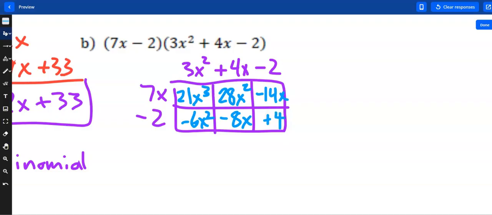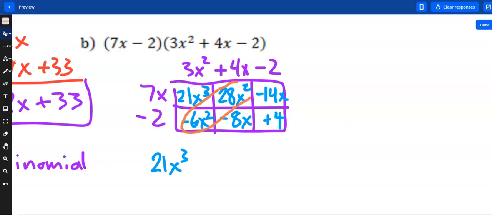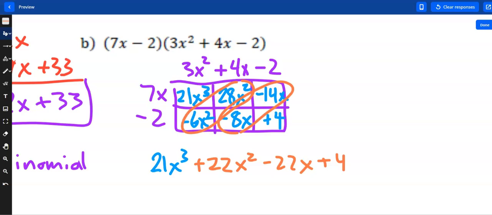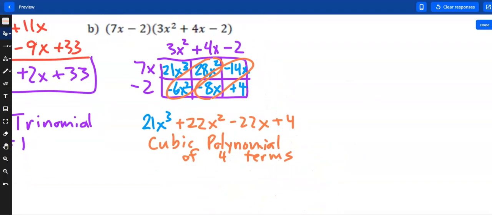And so then you can add your like terms. 21x cubed. Of course, the 28 take away 6 makes 22x squared. Negative 14 minus 8, that would be negative 22x, and a positive 4 at the end. This is a cubic polynomial of 4 terms. And the leading coefficient of that is a 21.